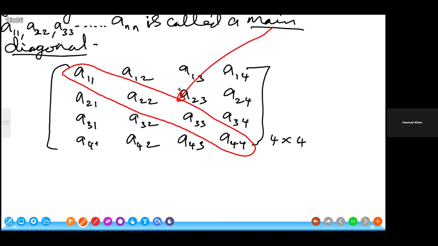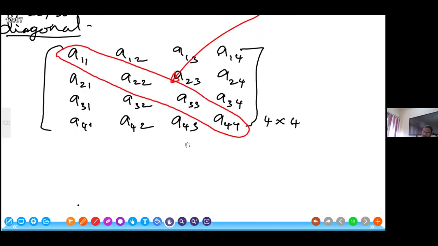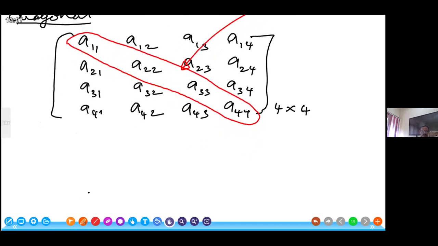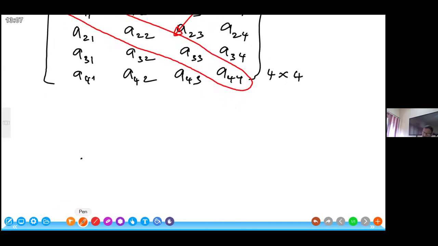Okay. All right. Any questions? So in a square matrix, usually we talk about this main diagonal. In a rectangular matrix, we don't talk about this. Right. Let's talk about the other type of matrix.